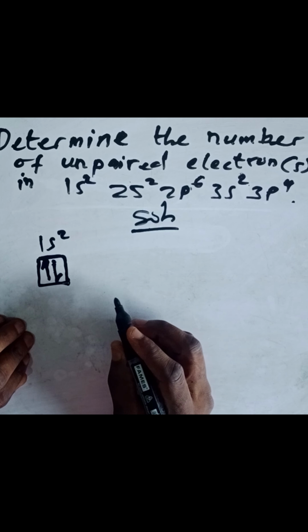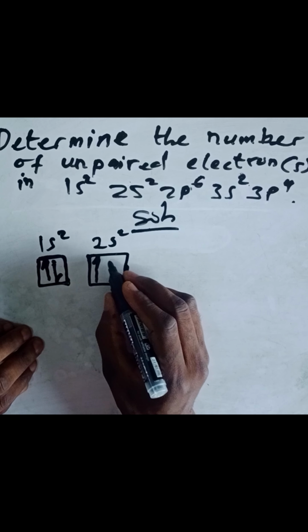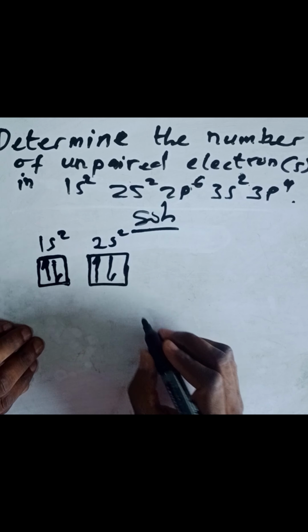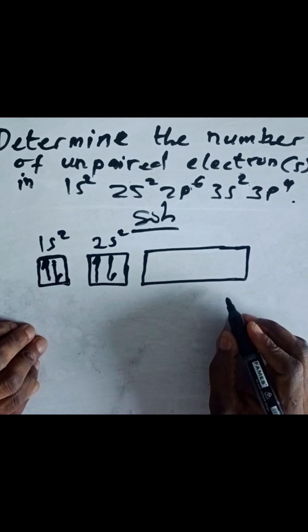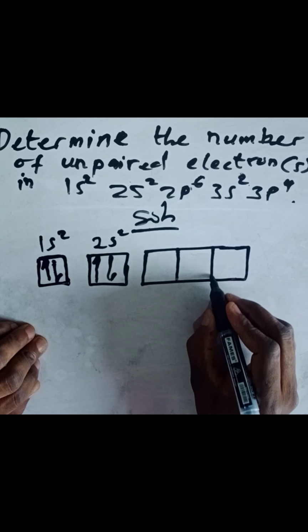The second one, we have 2s2, still in the s sub level. Similarly, if one goes clockwise, the other will go anti-clockwise. Now we have the p orbital. Don't forget that our p orbital is threefold degenerate, meaning that we have three sub-orbitals there.